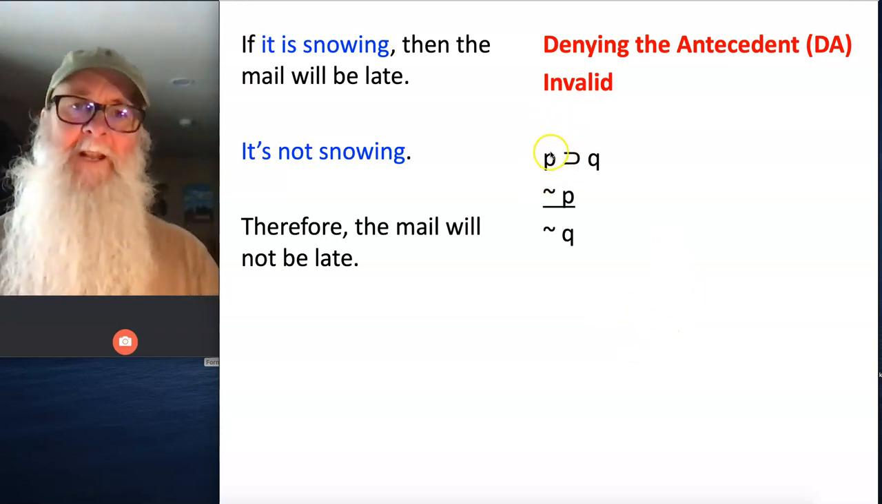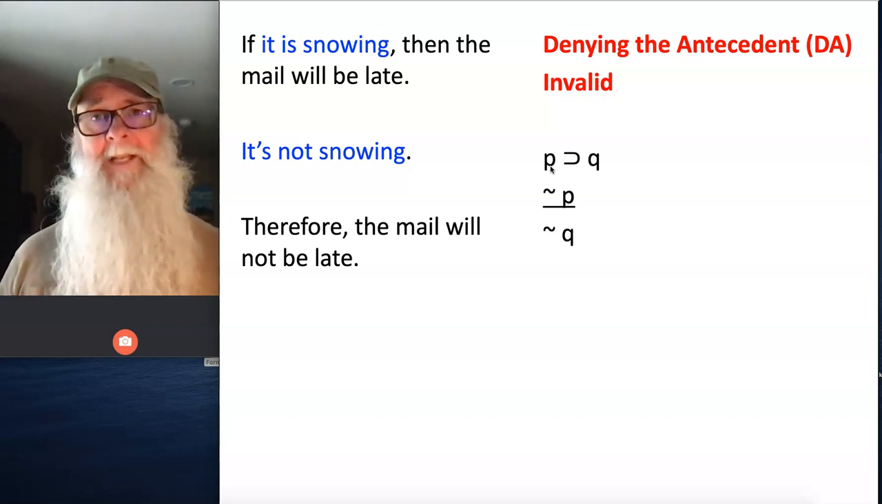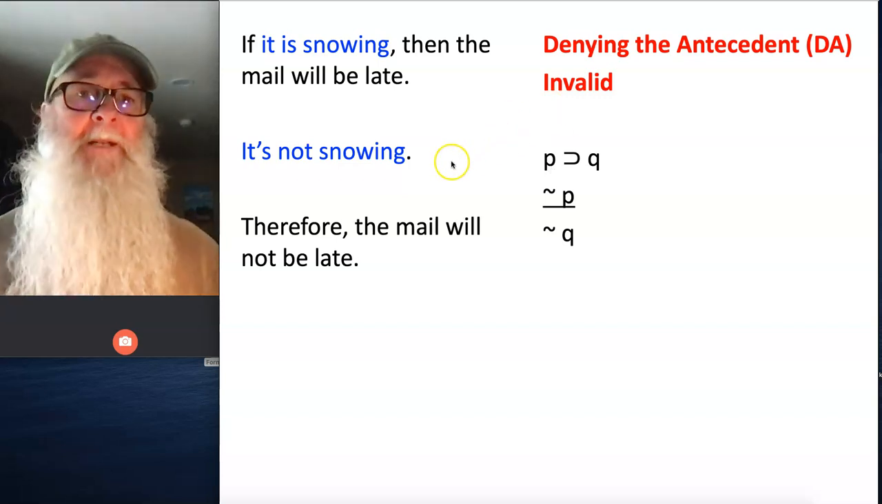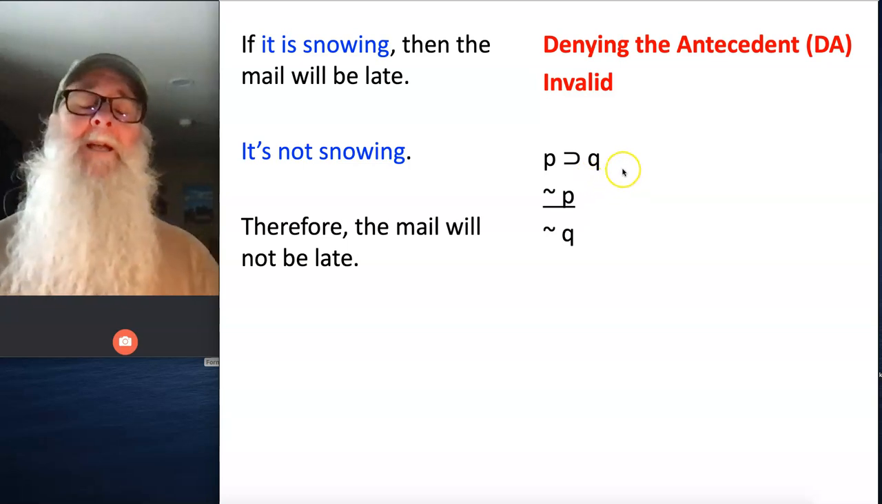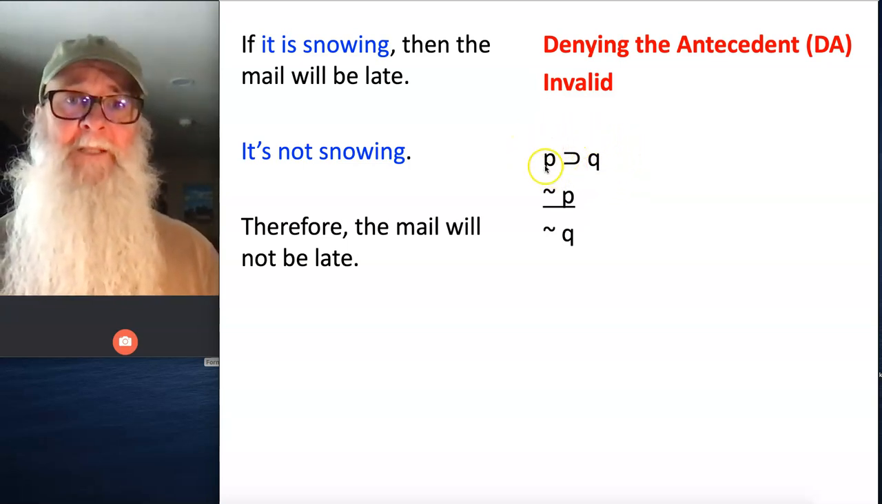So what appears on the left-hand side of the horseshoe is called the antecedent. That statement is called the antecedent. It means here's the statement that came before, okay? And what appears on the right-hand side is called the consequent. Here's what is true as a consequence of the left-hand side of the horseshoe being true, okay?